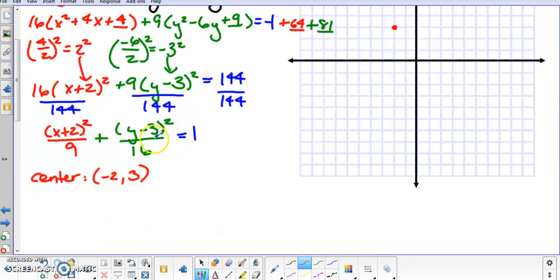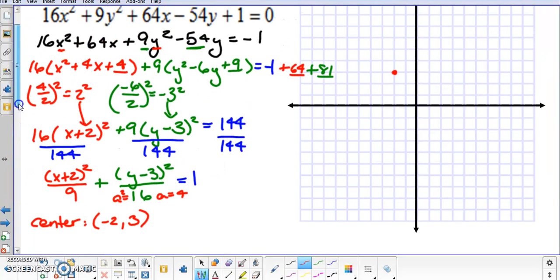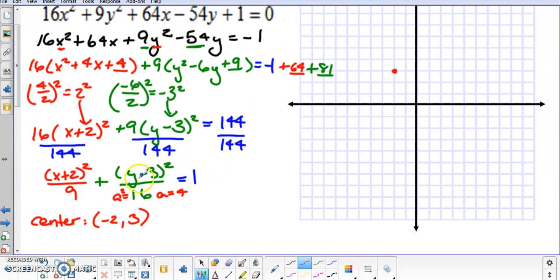So the larger number right here is 16. So this is going to be where my vertices are. So this is my a squared. So that means that a is going to equal 4. So I'm going to go up and down 4 because that's on my y right here. So I'm going to go 1, 2, 3, 4, and 1, 2, 3, 4.